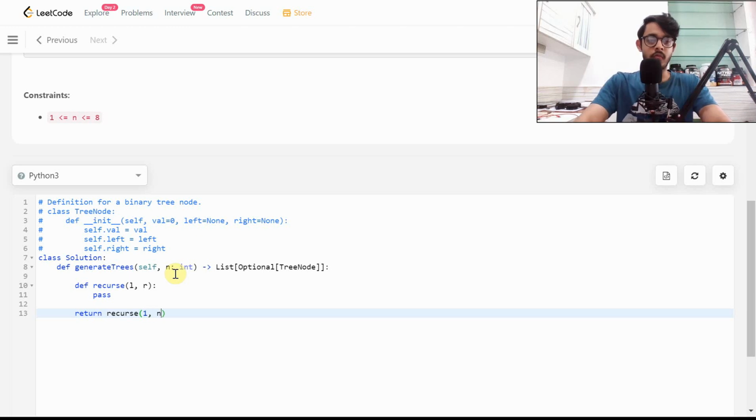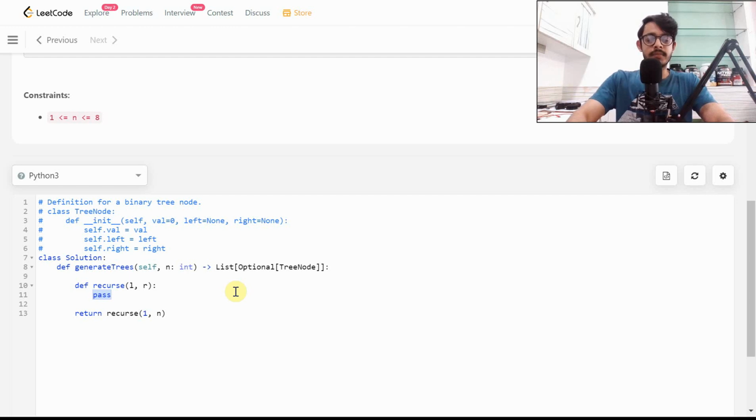The nodes start from 1 to n. So the starting node is going to be 1 and the ending is going to be n, both inclusive, by the way. Usually we keep 0, n minus 1 because we're dealing with indices, but in this case, we have to print these out as the answers. So we'll just keep 1, n.